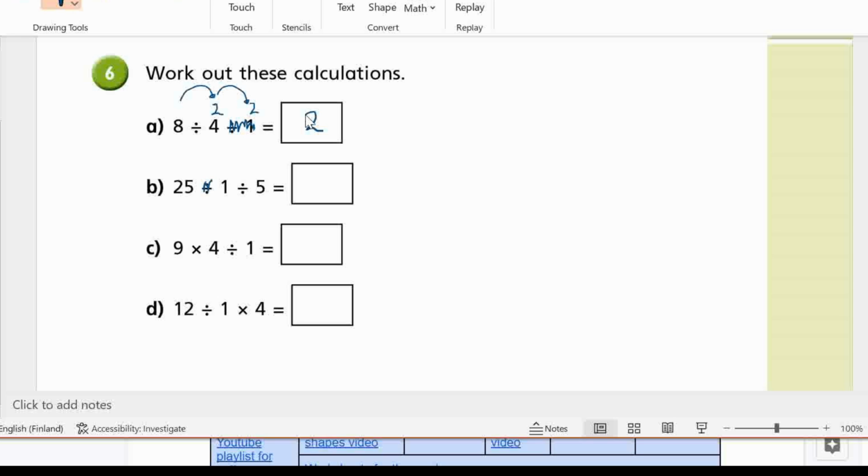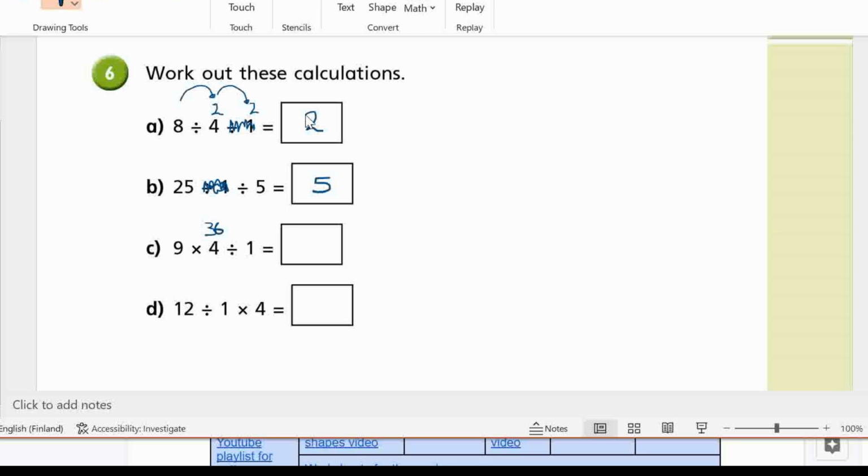25, yes? So I can just cross that out, right? And I can just do 25 divided by 5. What will that give me? 5, yeah. You have to know your times table to figure this out. Okay, so 9 times 4. Okay, 9 times table. 36, good, 36.